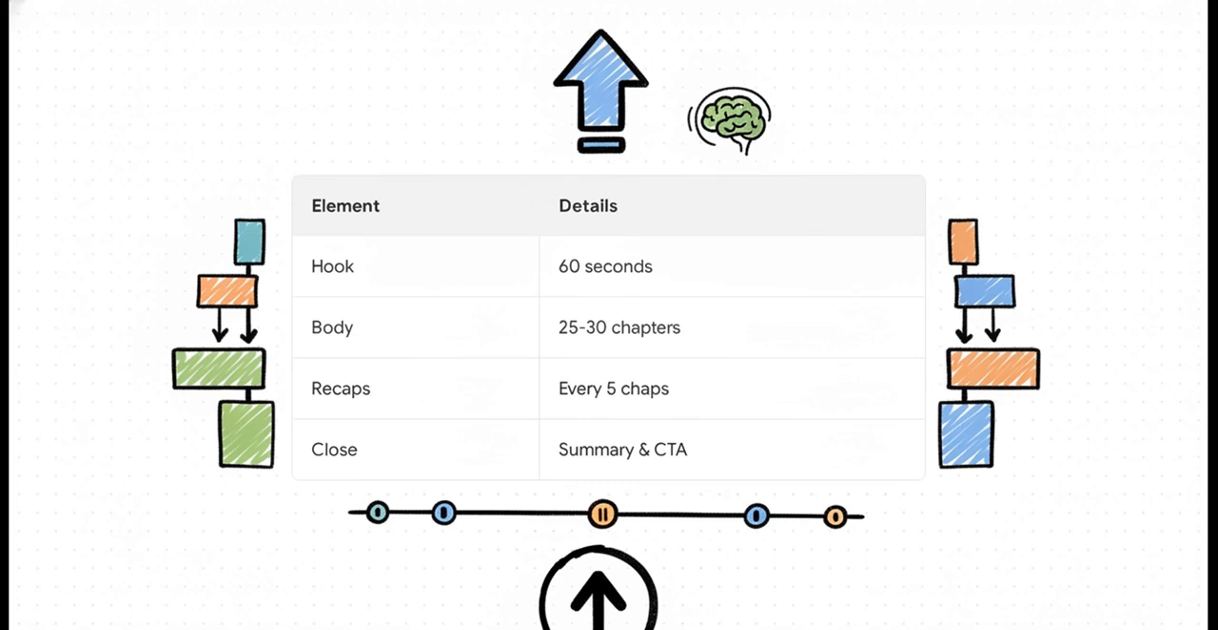Recaps every 5 chapters. The creator of this prompt knows that viewer retention is literally everything. By forcing the AI to pause and summarize, they are actively resetting the viewer's attention span. Finally, it wraps up with a complete summary, final motivation, and a strong call to action. It's basically the perfect architectural blueprint for long-form retention. And the wild part is, it doesn't just stop at the spoken words. This prompt demands a full-blown production blueprint.